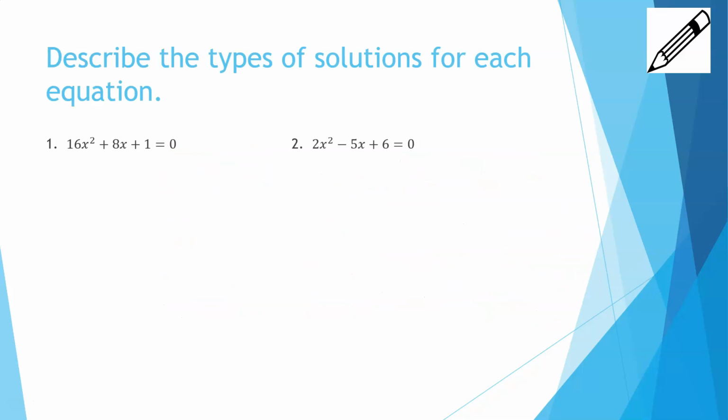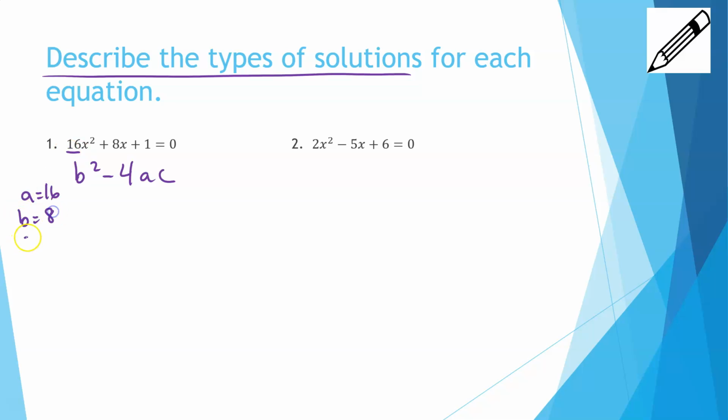So in these cases, we're not actually going to find the answers. We're just going to describe the types of solutions. So really we're saying two real solutions, one real solution, or two non-real solutions. So as soon as I'm asked to do that, I just need to do the b squared minus 4ac. I once again figure out my a is 16, my b is 8, my c is 1. Substitute, I get 8 squared minus 4 times 16 times 1.